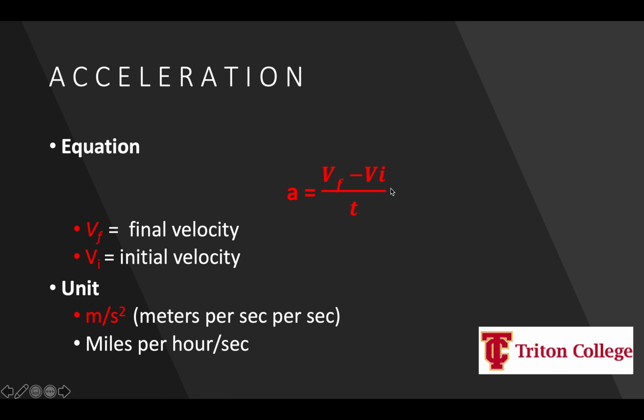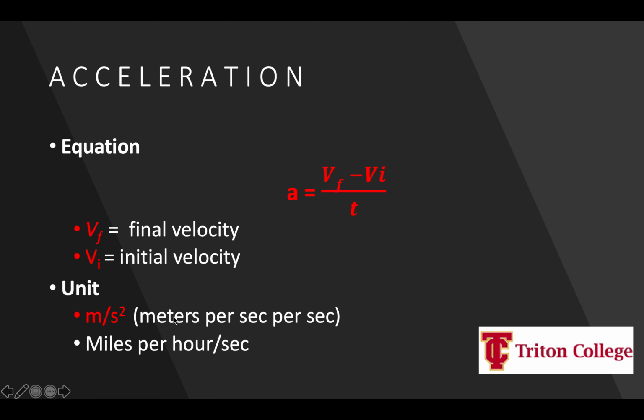Okay, so you need to have two speeds in order to formulate for acceleration. You need to have a final speed, and you need to know the initial speed, and then how long it took for that change to happen, and that will give us our acceleration. Now, the units of acceleration are what we call meters per second, or more commonly, meters per second squared.